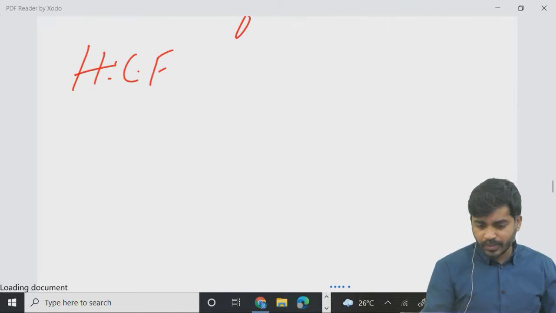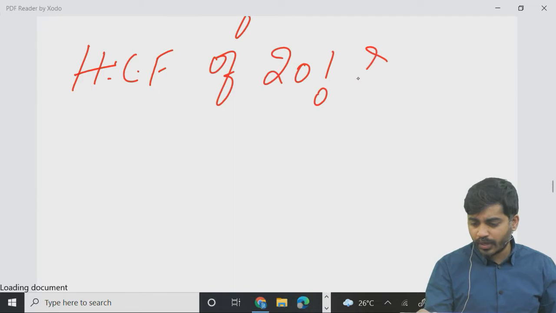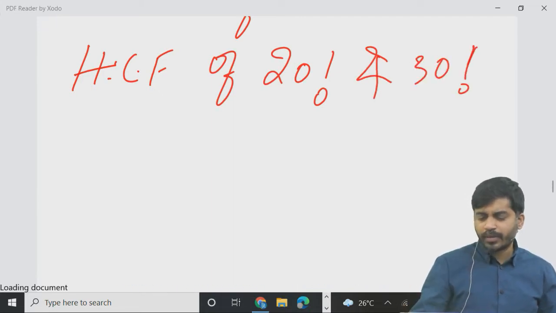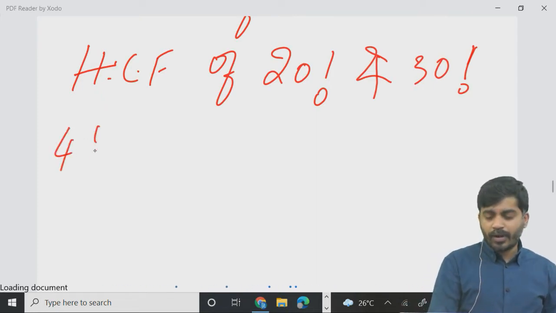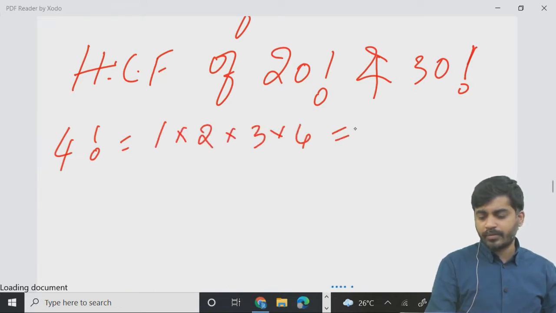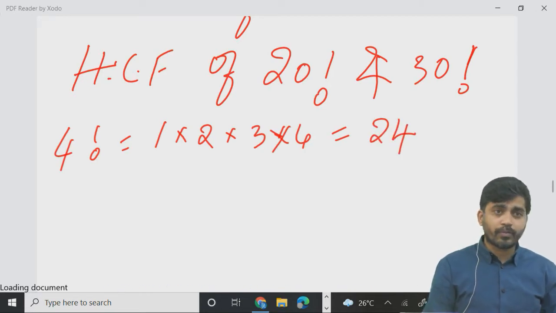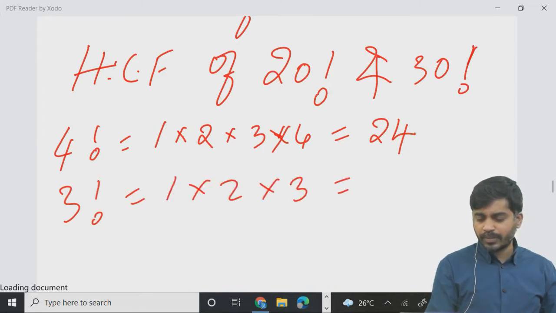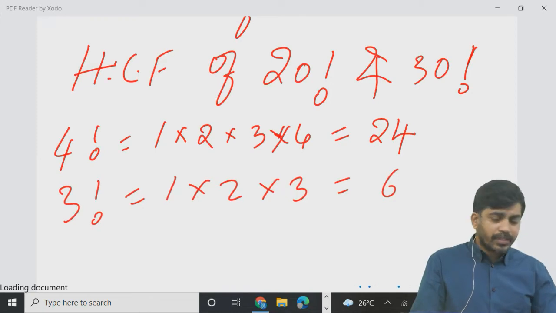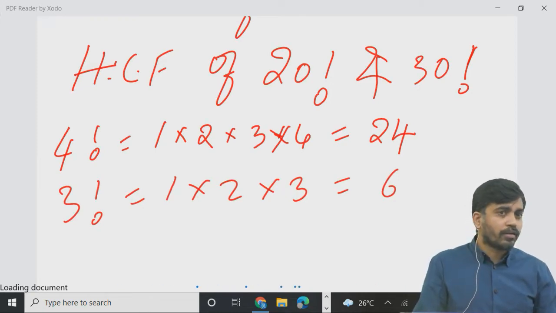Based on this point, I'll give one previous year question. Very interesting question. What is the HCF of 20 factorial and 30 factorial? Do you know the meaning of factorial? For example, 4 factorial means from 1 to 4 all the numbers are multiplied. So 1 into 2 into 3 into 4 means the 4 factorial value is 24. 3 factorial value is 1 into 2 into 3, which is 6.